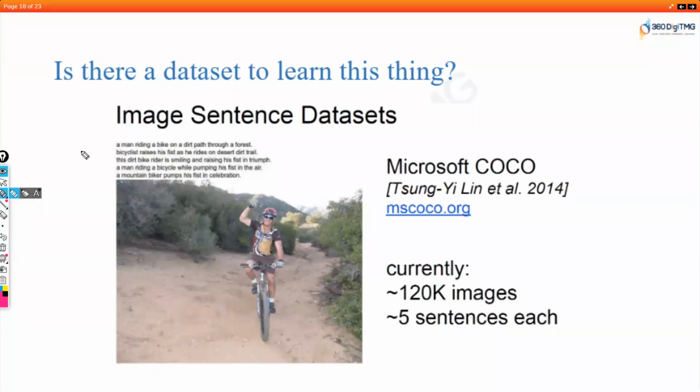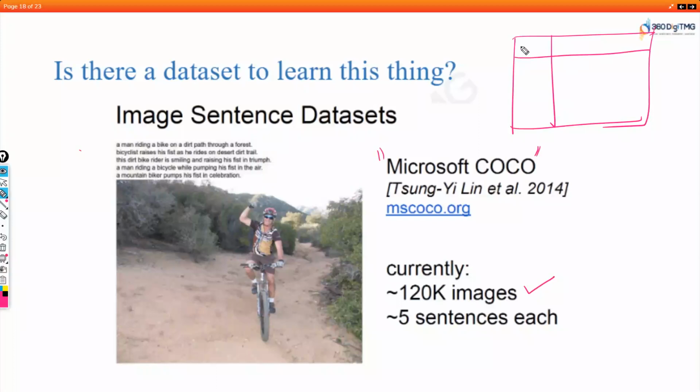So to work on this image captioning, people have used the Microsoft COCO dataset, which has 120,000 images. If you look at the dataset, you'll have the image and you'll have the sentences. Say this is the image. For this image, you'll have the first sentence. For the same image, you'll have a second sentence, and a third sentence.